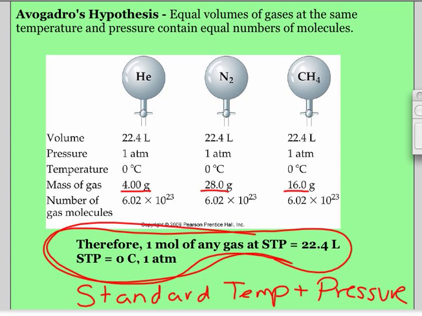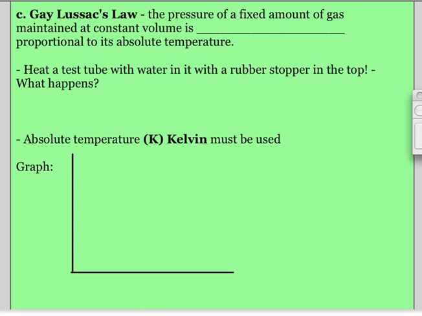All right, and then the last guy, you probably remember him, Gay-Lussac. He was looking at volume versus temperature, and what he found is that, very similar to Charles, there is a direct relationship. So they are directly proportional.